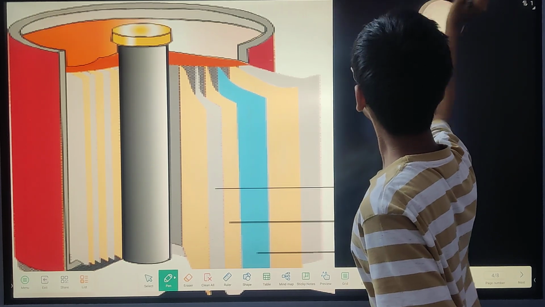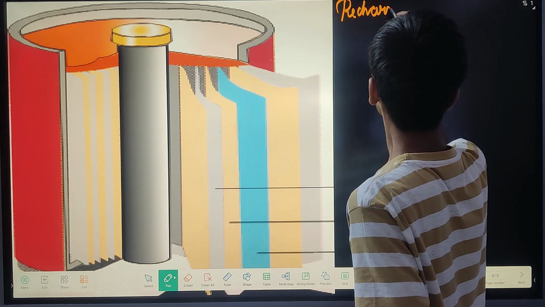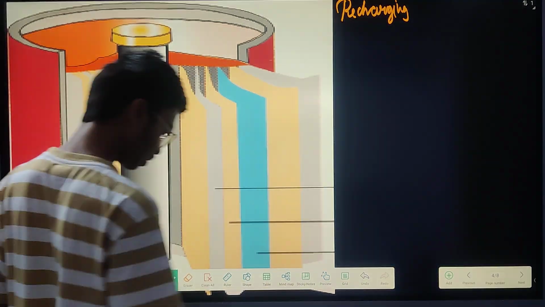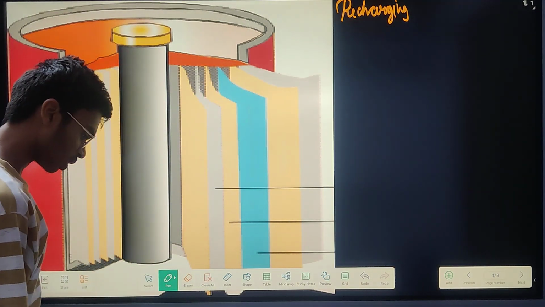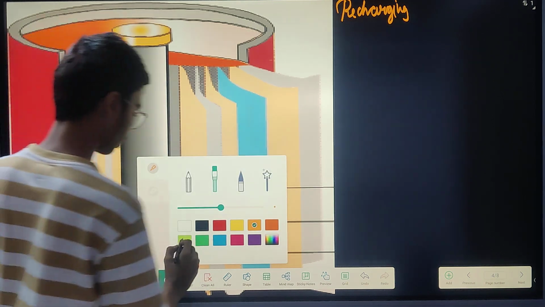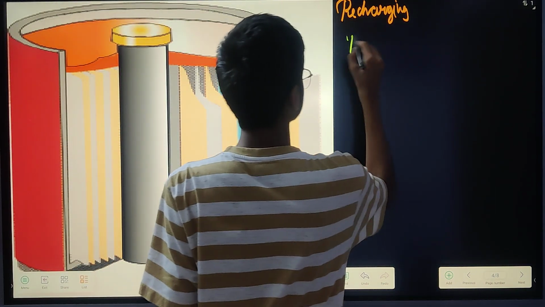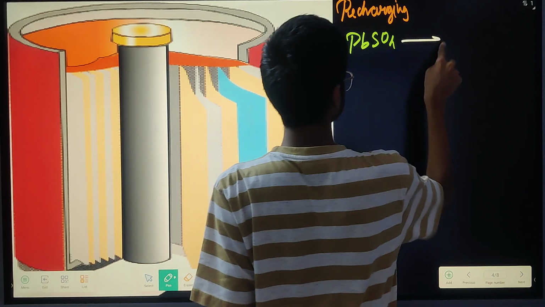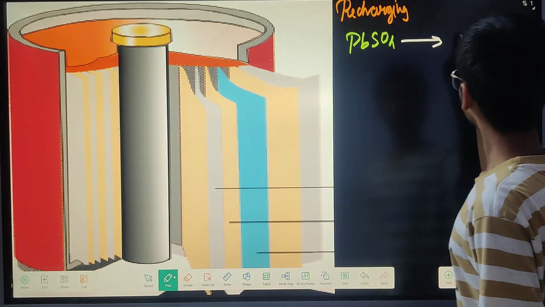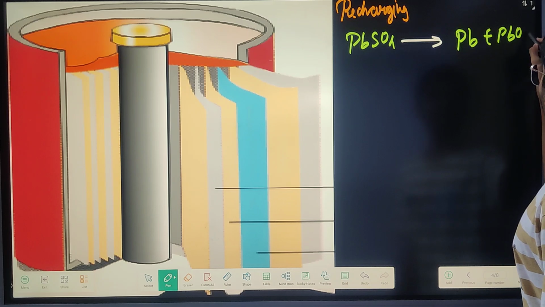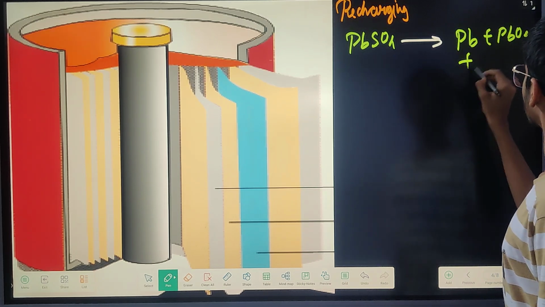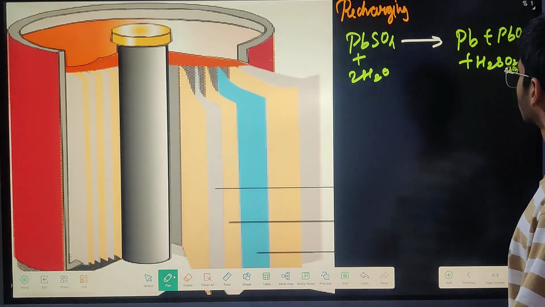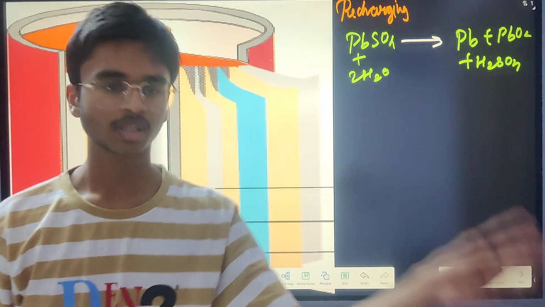Before nickel cadmium, recharging. What will be happening in recharging? On charging, the total reaction would have got reversed, in the sense PbSO4 will be producing Pb plus PbO2 plus H2SO4 plus 2H2O. This is what we will be having. The total reaction would have got reversed.